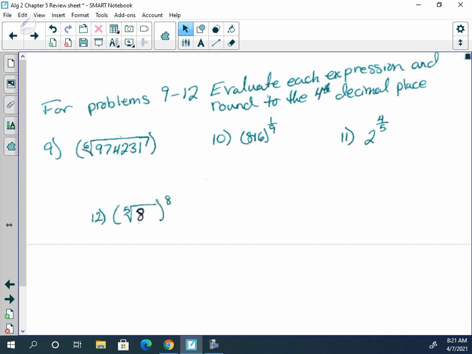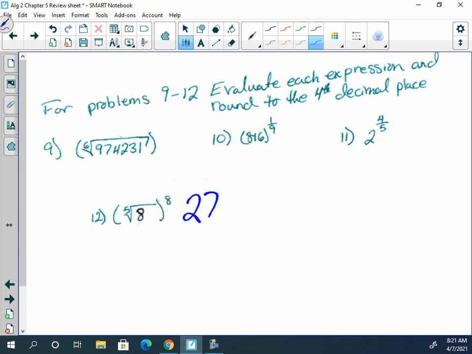So if we look at number 12, if we type this into the calculator, we would get 27.85761803 is what the calculator will tell us. That's the entire number. But it only wants to the 4th decimal place. 1, 2, 3, 4. So we look at the 5th one. Since it's a 1, we round down to 6, and that's it.